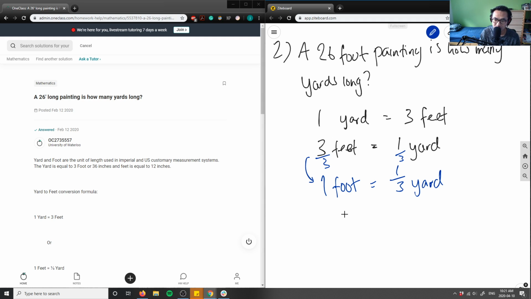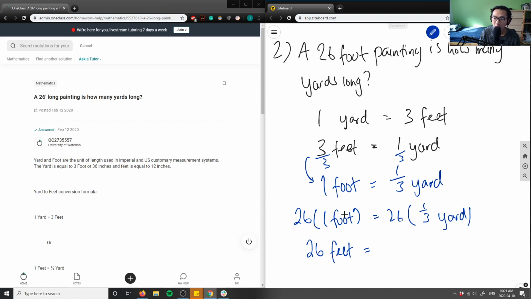So I have 1 foot. I would have 26 times 1 foot equals 26 times 1/3 of a yard, right? So in this case, 26 feet would equal 26 times 1/3, or I can say 26 divided by 3. And that would give me, let's see, 26 divided by 3 would be 8 2/3.